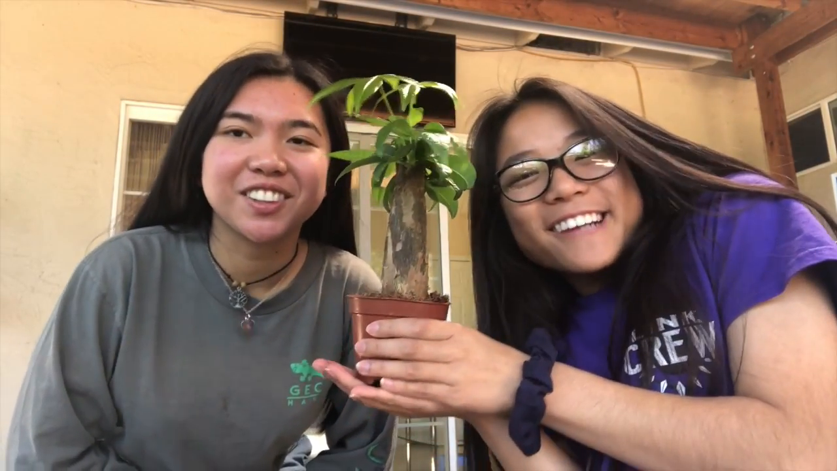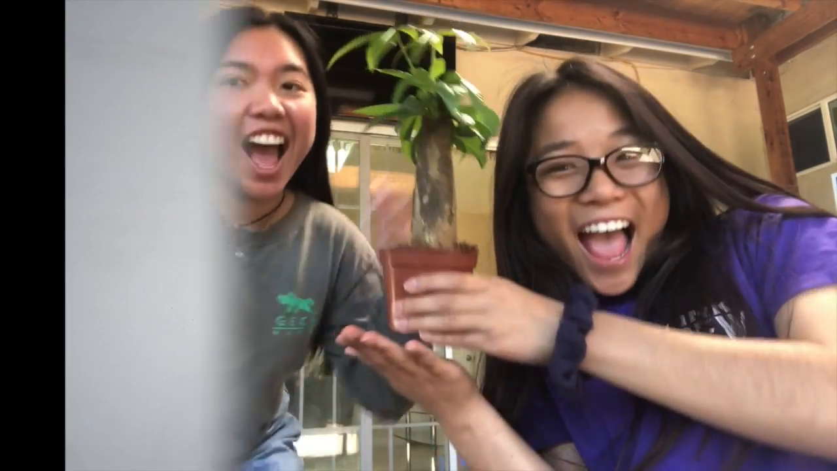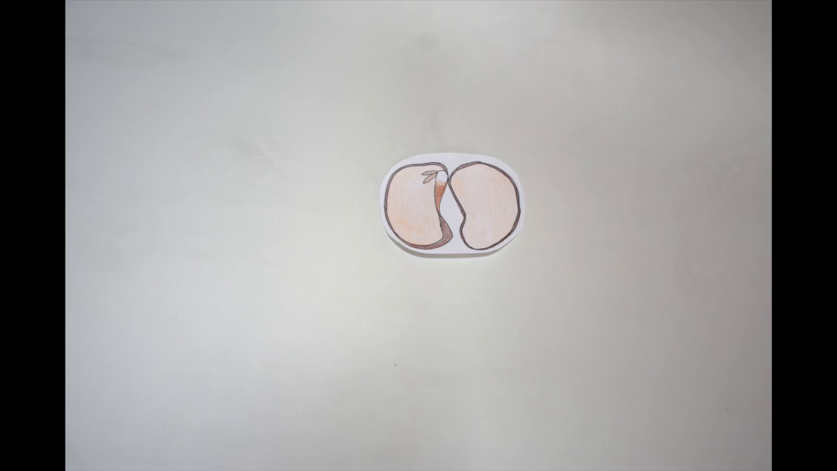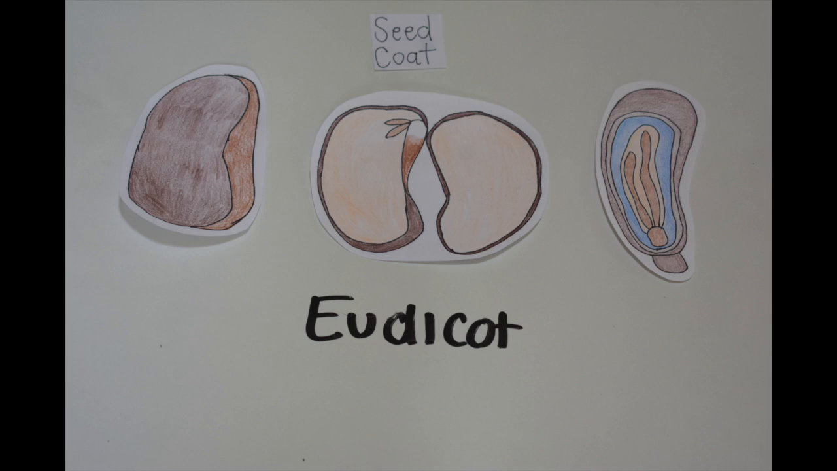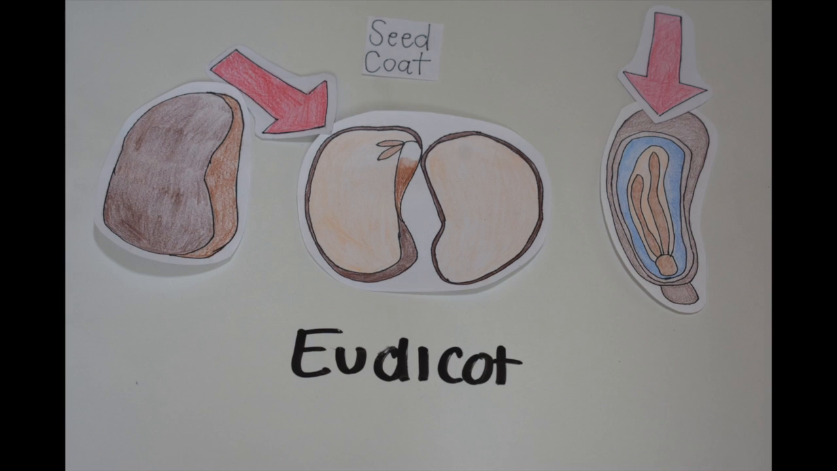Let's talk about the structure of a mature seed. We know a seed is mature once it reaches dormancy, where the embryo stops growing and its metabolism nearly ceases. A seed coat encloses the embryo along with its food supply.